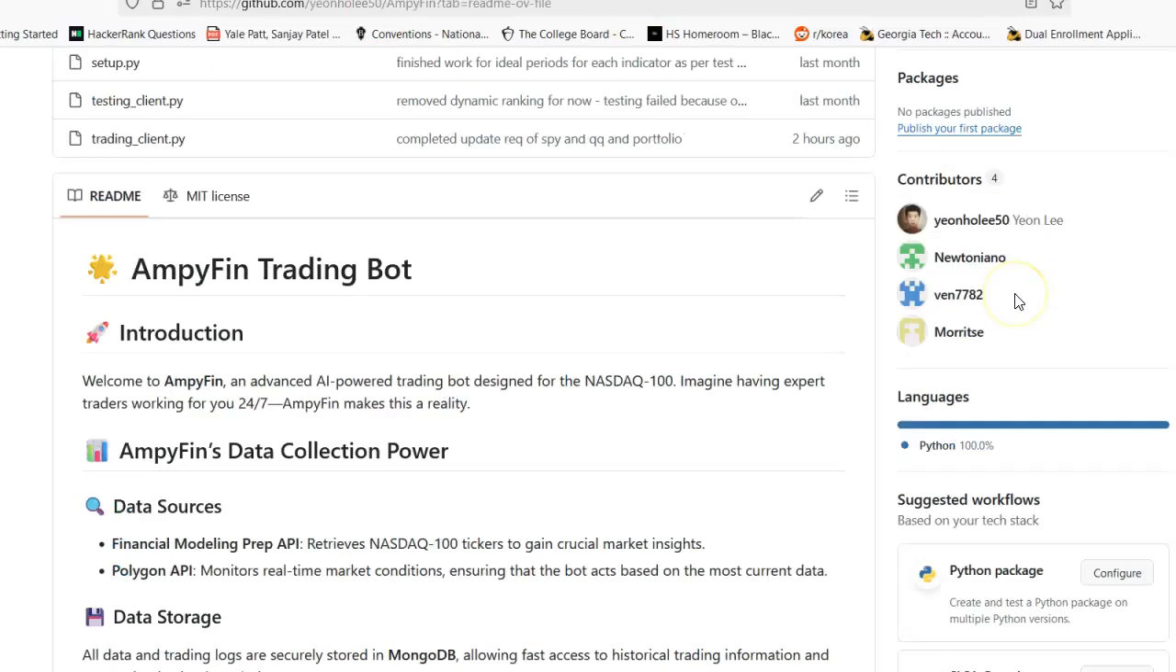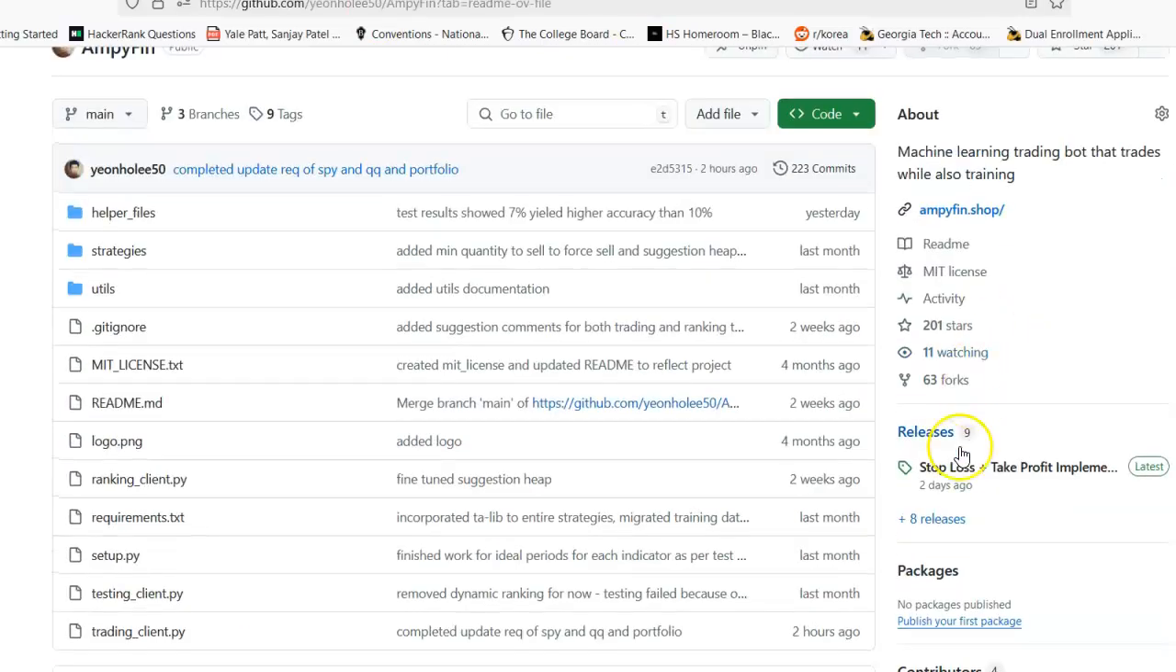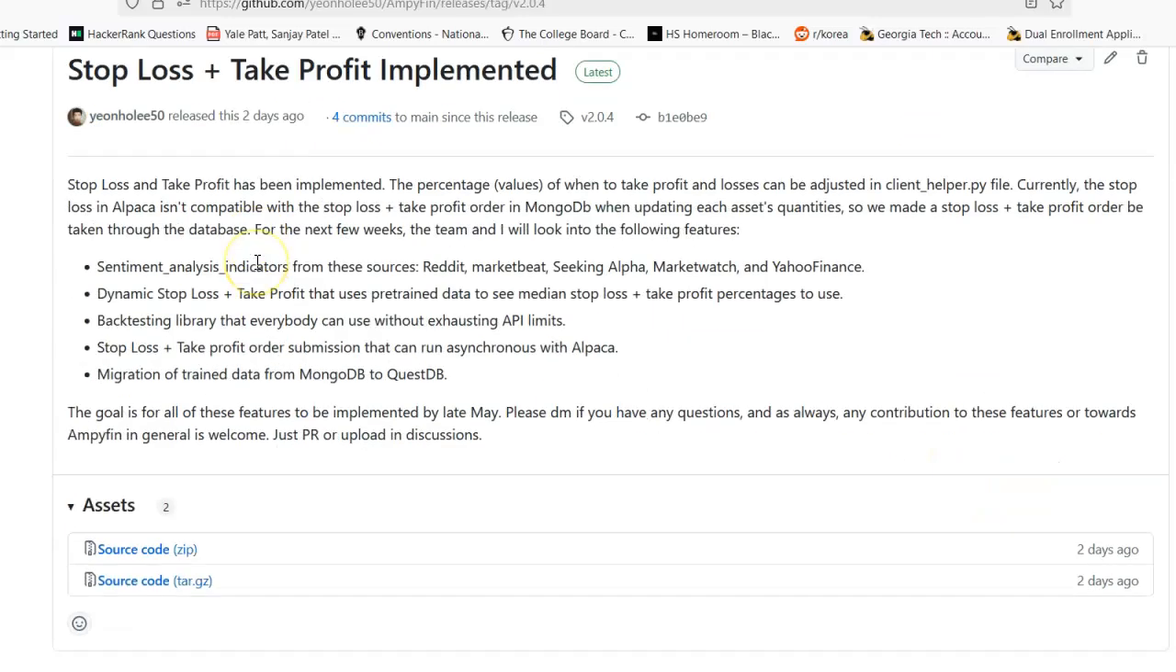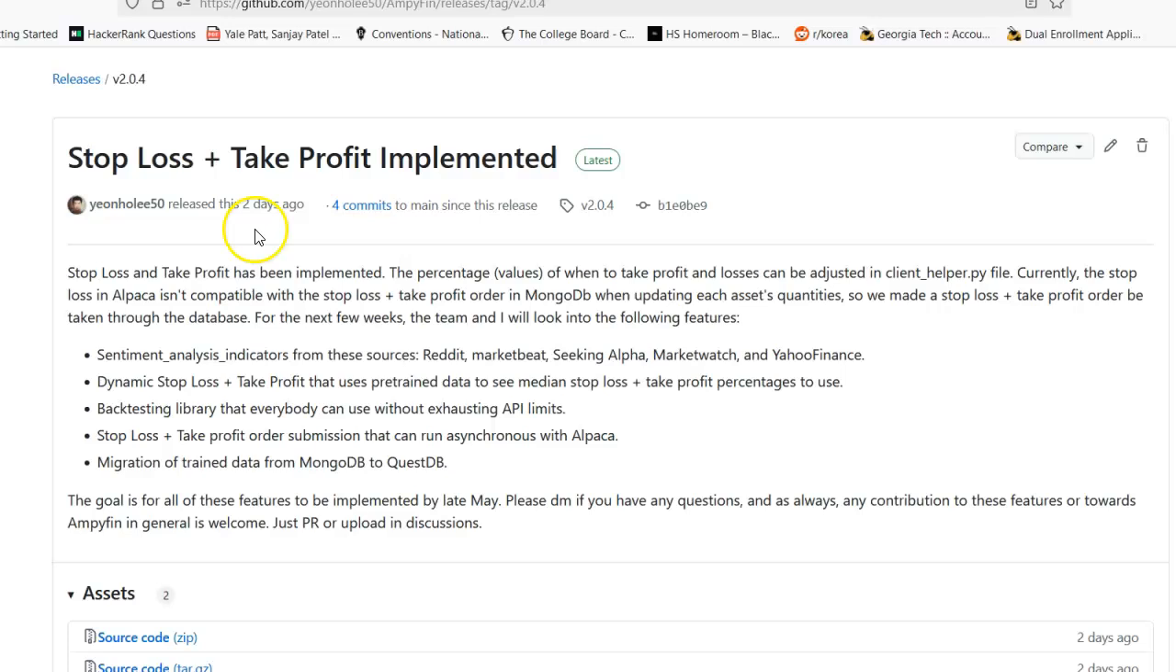Interesting. And finally, features I'm looking into implementing. In the recent update I made, my team and I implemented a stop loss and a take profit. This is not using Alpaca, but our own application. We built the stop loss and take profit system because we tried running asynchronous with Alpaca and it didn't go through. So we're still looking into that.